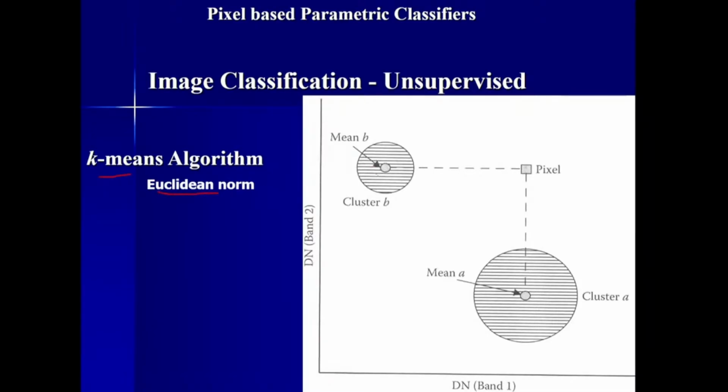So that means if you have the cluster center here, it will make a circle. Whatever pixels come in that circle are labeled to cluster 1, and whatever pixels come in this circle will be labeled to cluster 2. So that way the labeling is done.